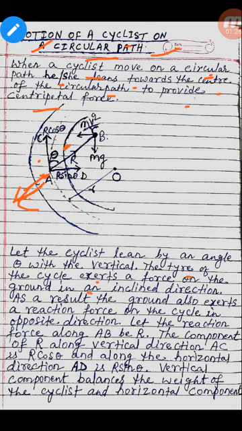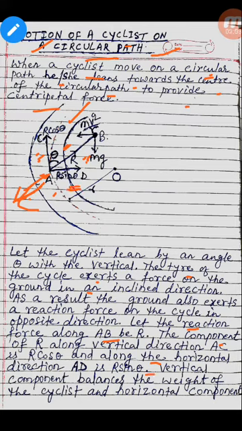As a result, the ground exerts a reaction force R in the opposite direction. This is the reaction force R. Let the reaction force along AB be R. Now the component of R along the vertical direction, along AC, is R cos theta, and along the horizontal direction is R sin theta.